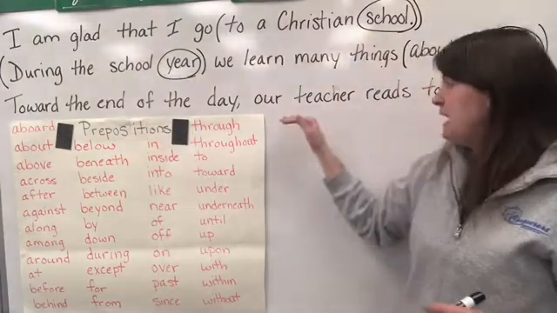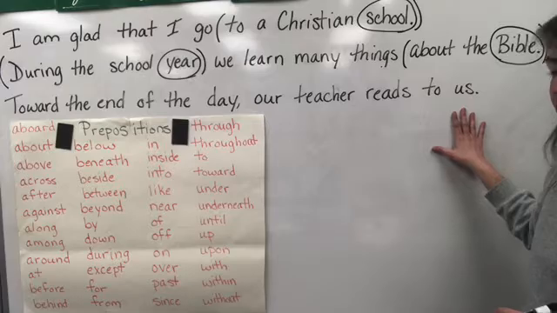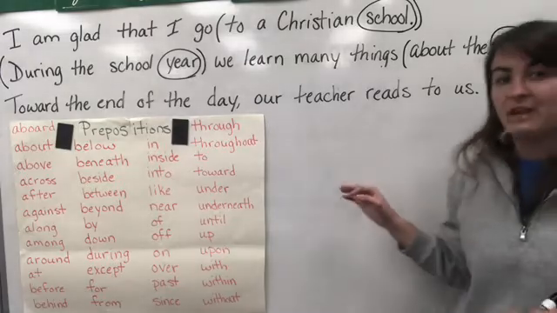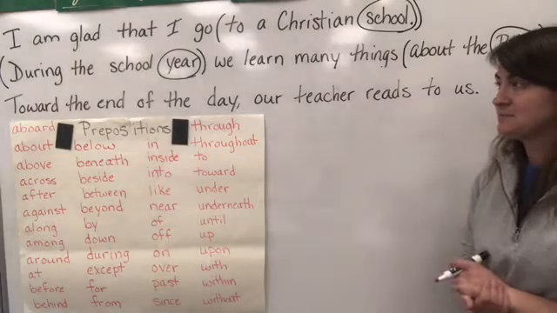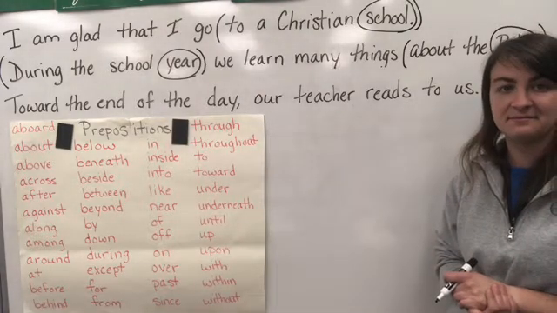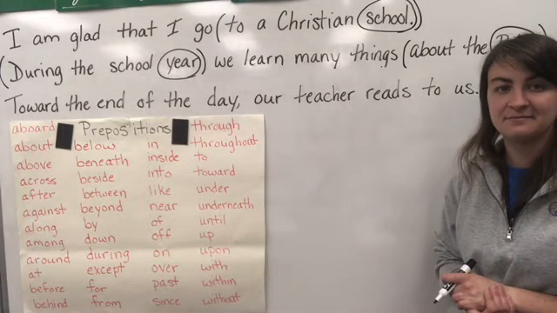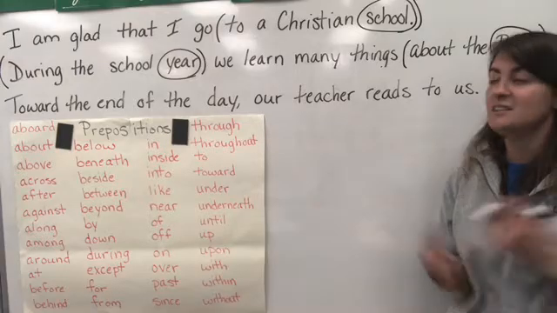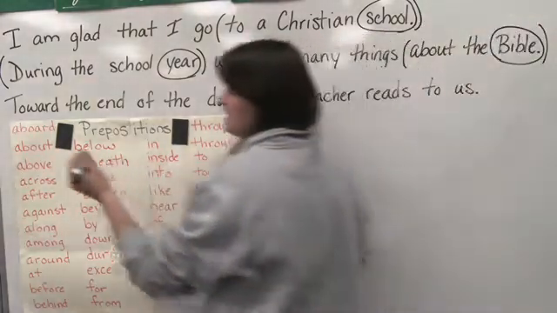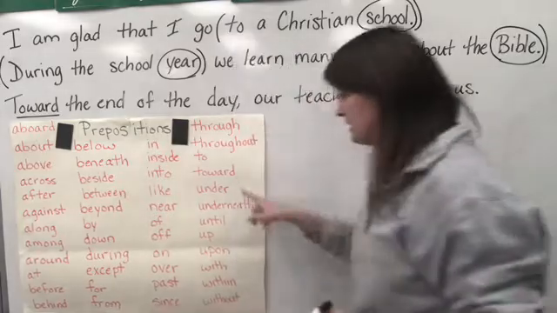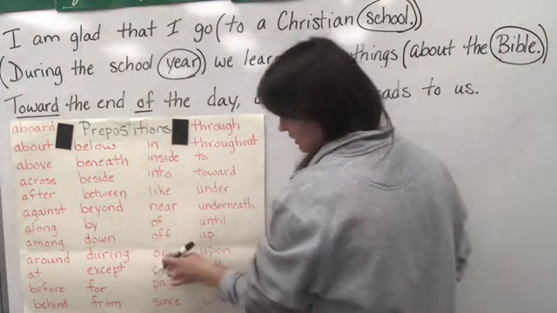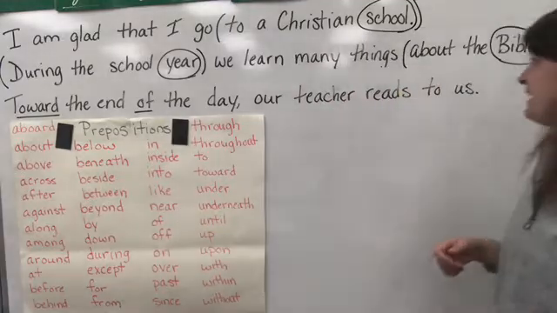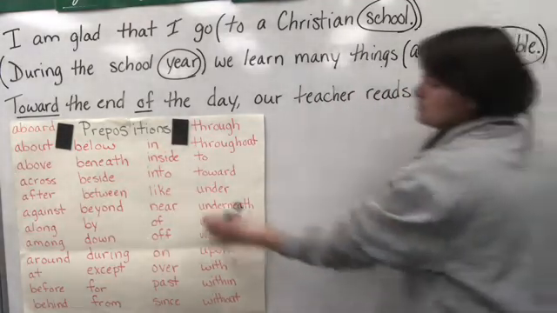Toward the end of the day, our teacher reads to us. So I'm going to give you a moment to see if you can find any prepositions from this list in this sentence. That's right, I see several. I see toward from over here. I see of from over here. And I see to from right here.